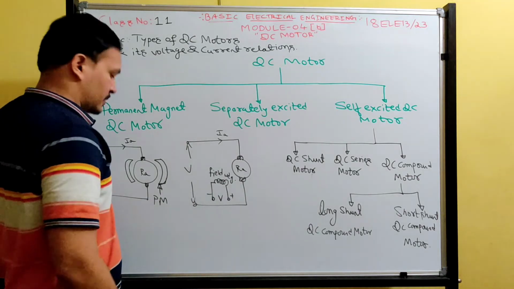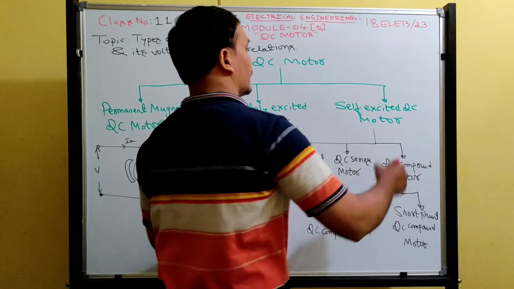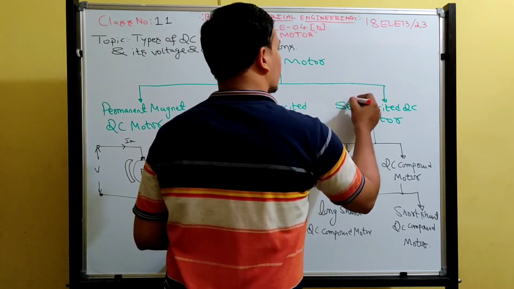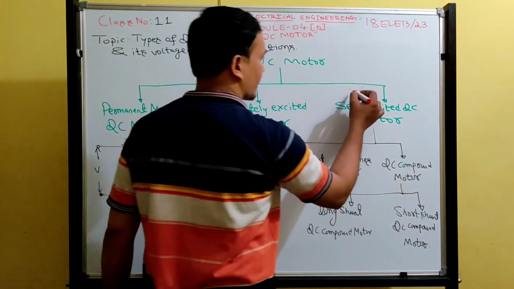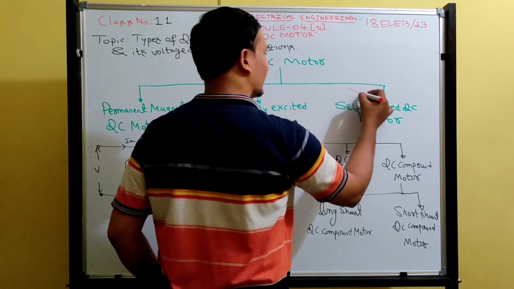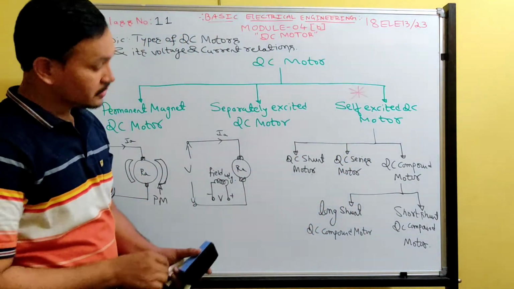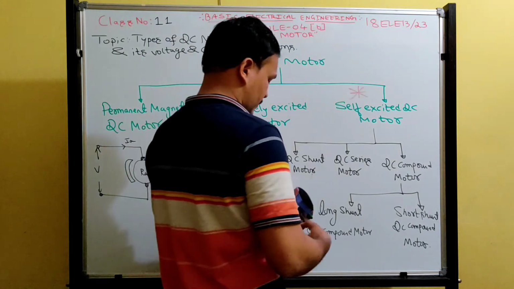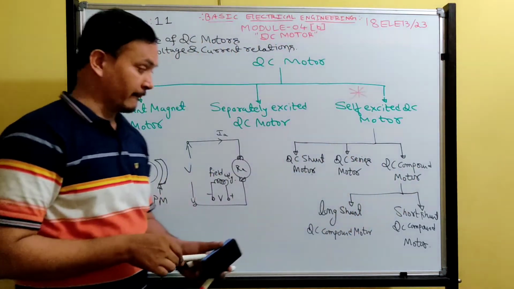Next, important is this one. So self-excited DC motor. So this is very much important. Sorry, red is not working. So it's not writing. So let me write once again. Okay, this is important. Separately excited DC motor is very much important. So black also is not working.